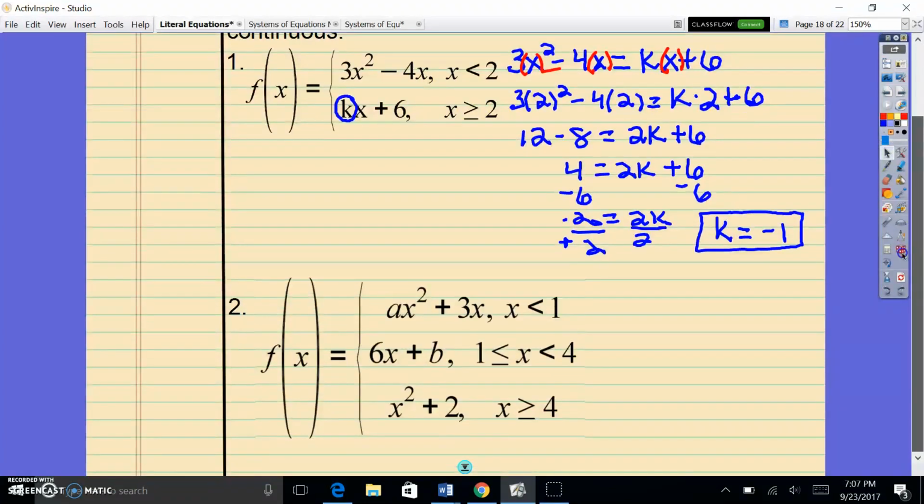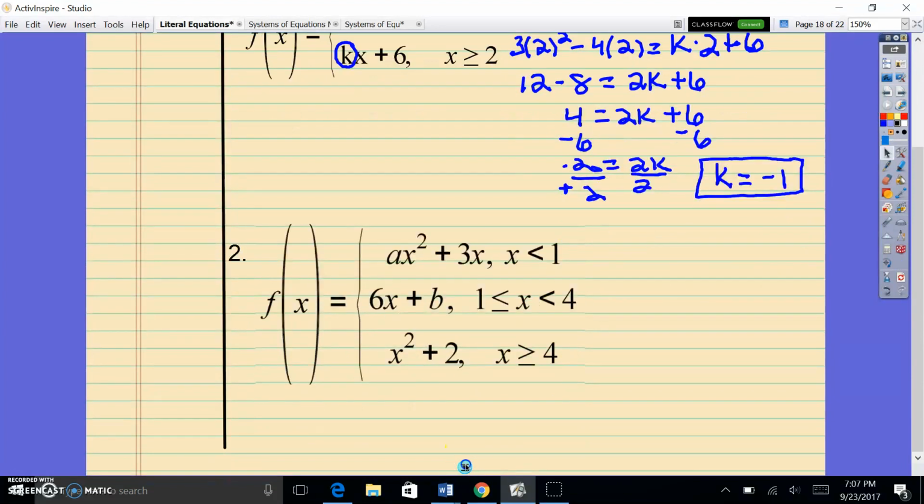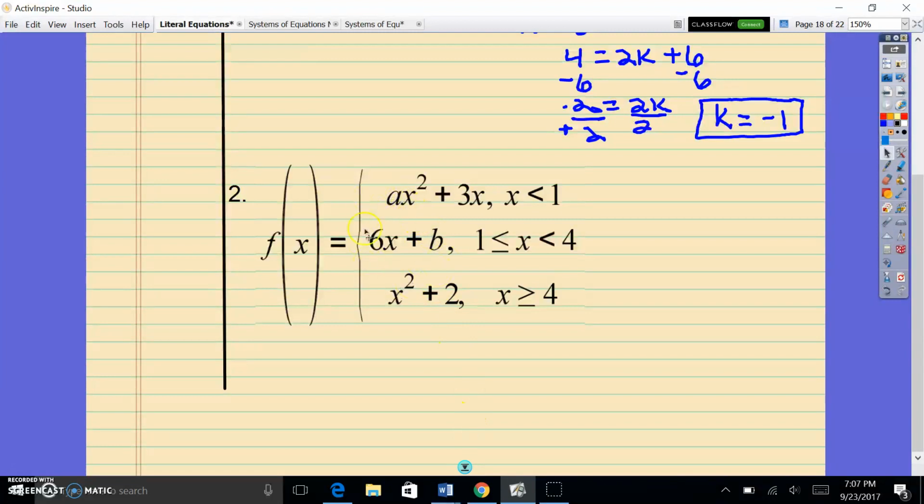The second example that I want to go over is a little more complicated. It actually has two values that we're going to solve for. And I didn't type these up, I wish I had. But we're basically going to have to find the value of a and b so that f of x is continuous, overall continuous.